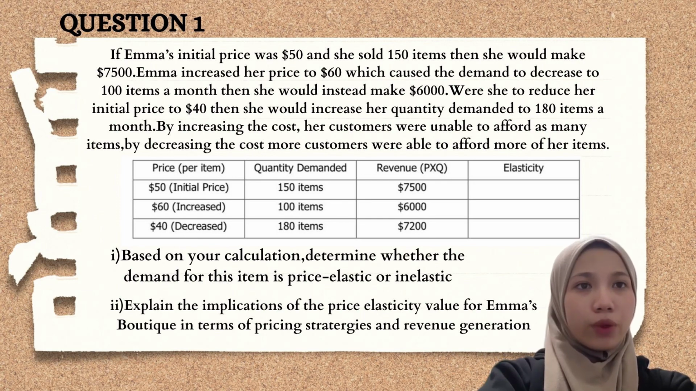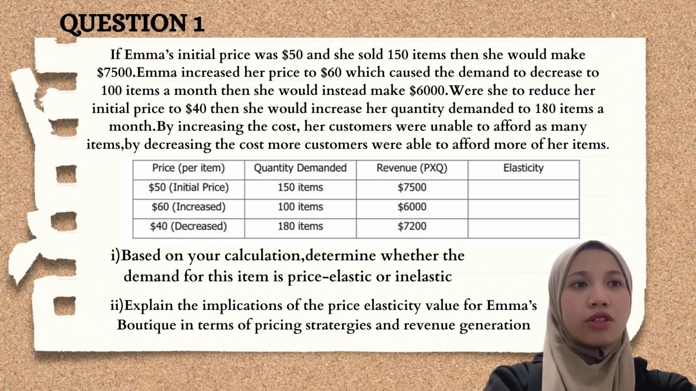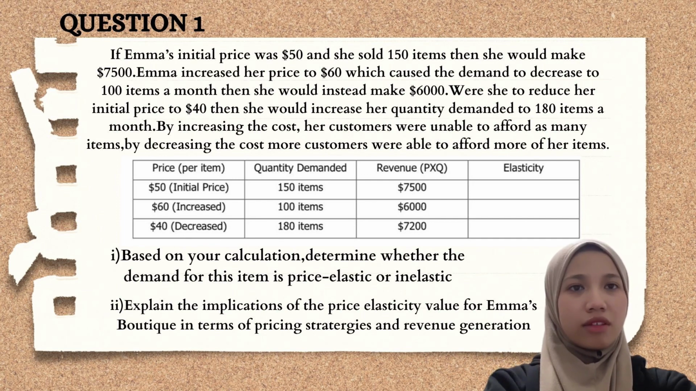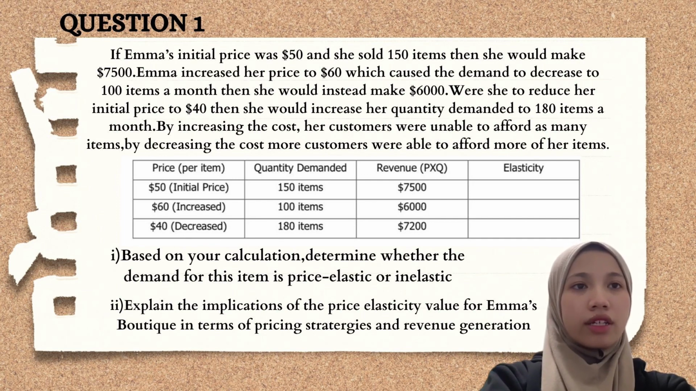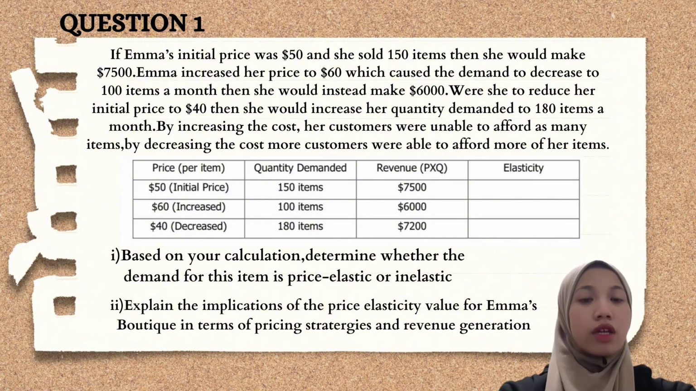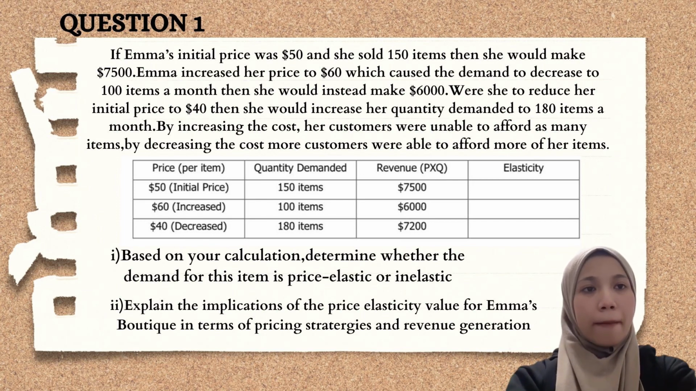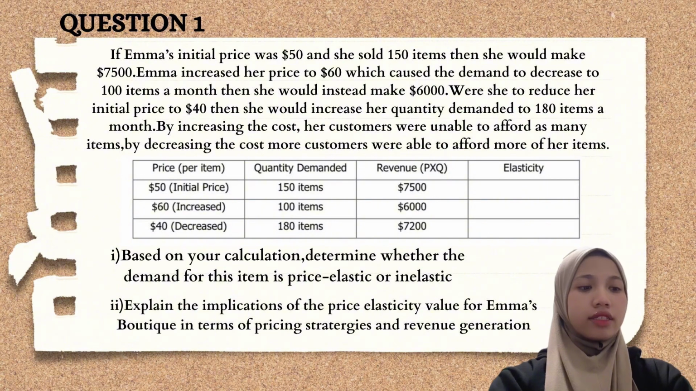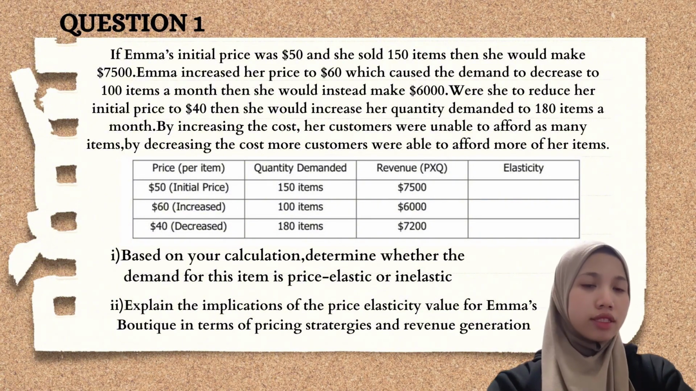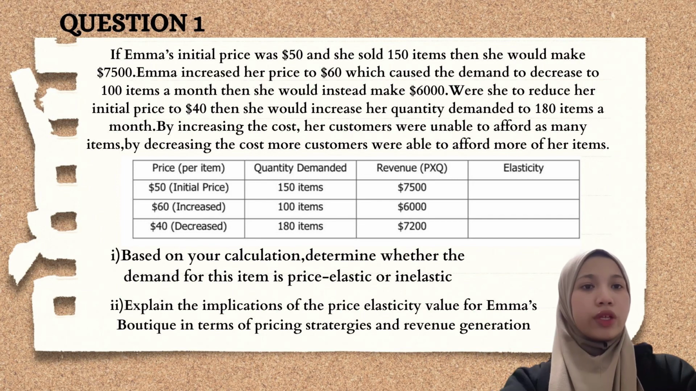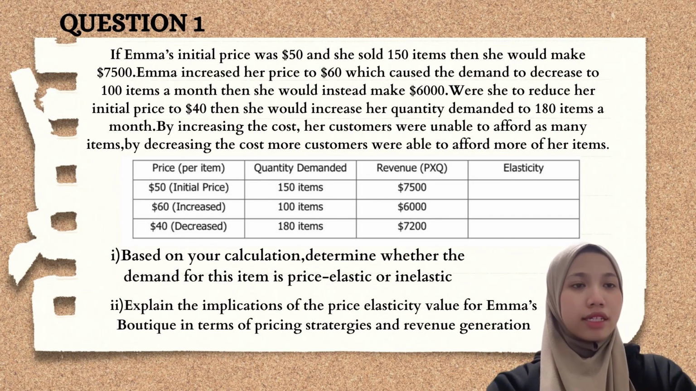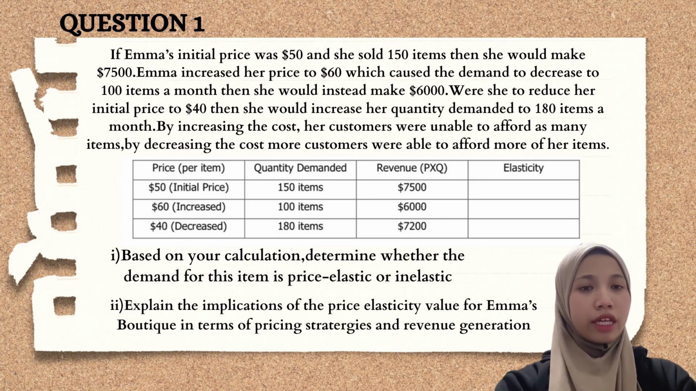a month. By increasing the cost, her customers were unable to afford as many items. By decreasing the cost, more customers were able to afford more of her items. So question 1 is: based on your calculation, determine whether the demand for this item is price elastic or inelastic. For the second question, they want us to explain the implications of the price elasticity value for Emma's boutique in terms of pricing strategies and revenue generation.